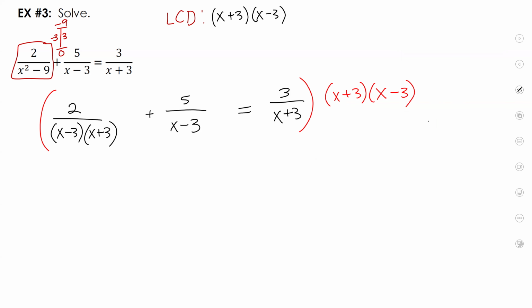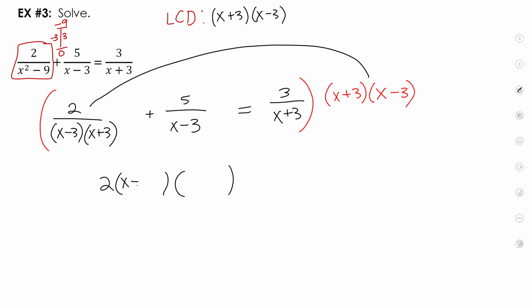When we do that, all of this will go to the first one. This will become 2 times x plus 3, x minus 3, and then I have x minus 3, x plus 3 in the denominator. That's the first one.